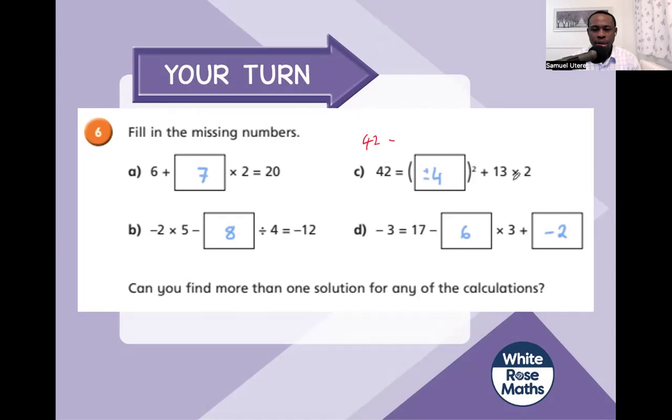Because doing that first, 42 subtract 26. So 26, so 12 minus 6, that's 6. So that will be 16. So once we have 16, we can then do the inverse of squaring, which is square root. So square root of 16 will be 4. So either positive or negative 4 will be the answer.